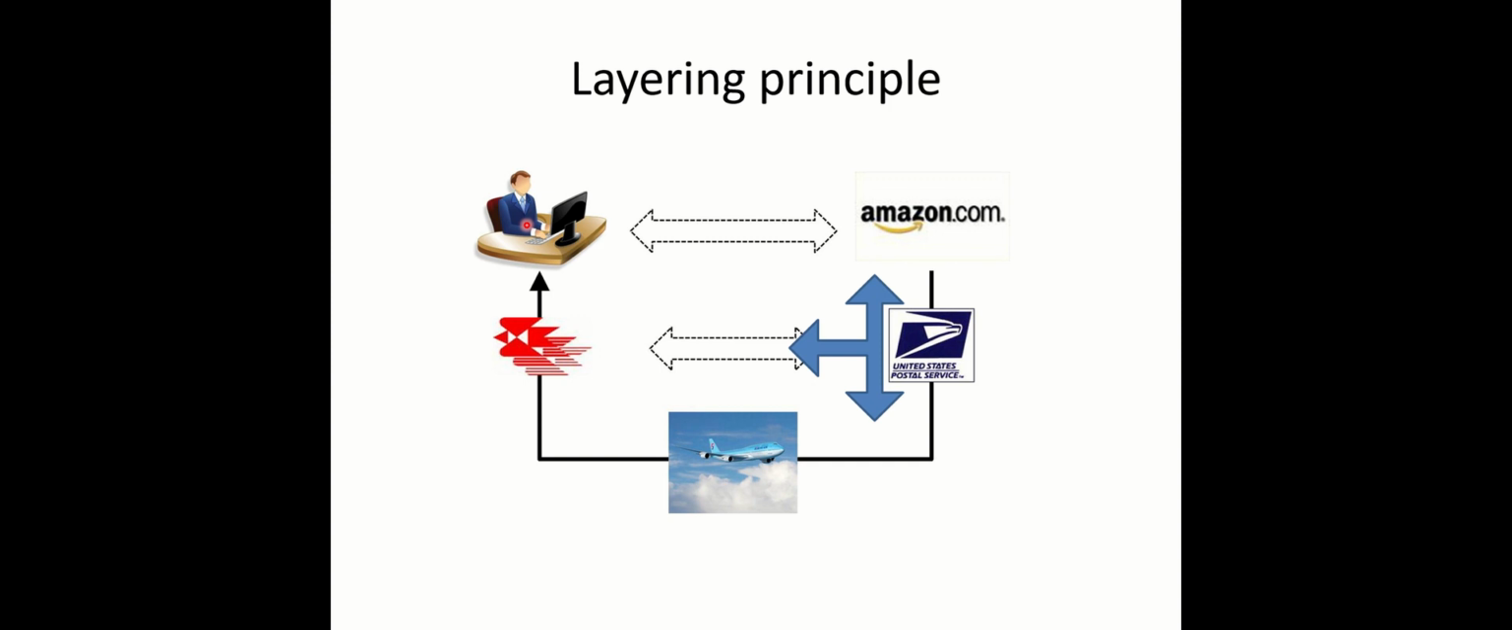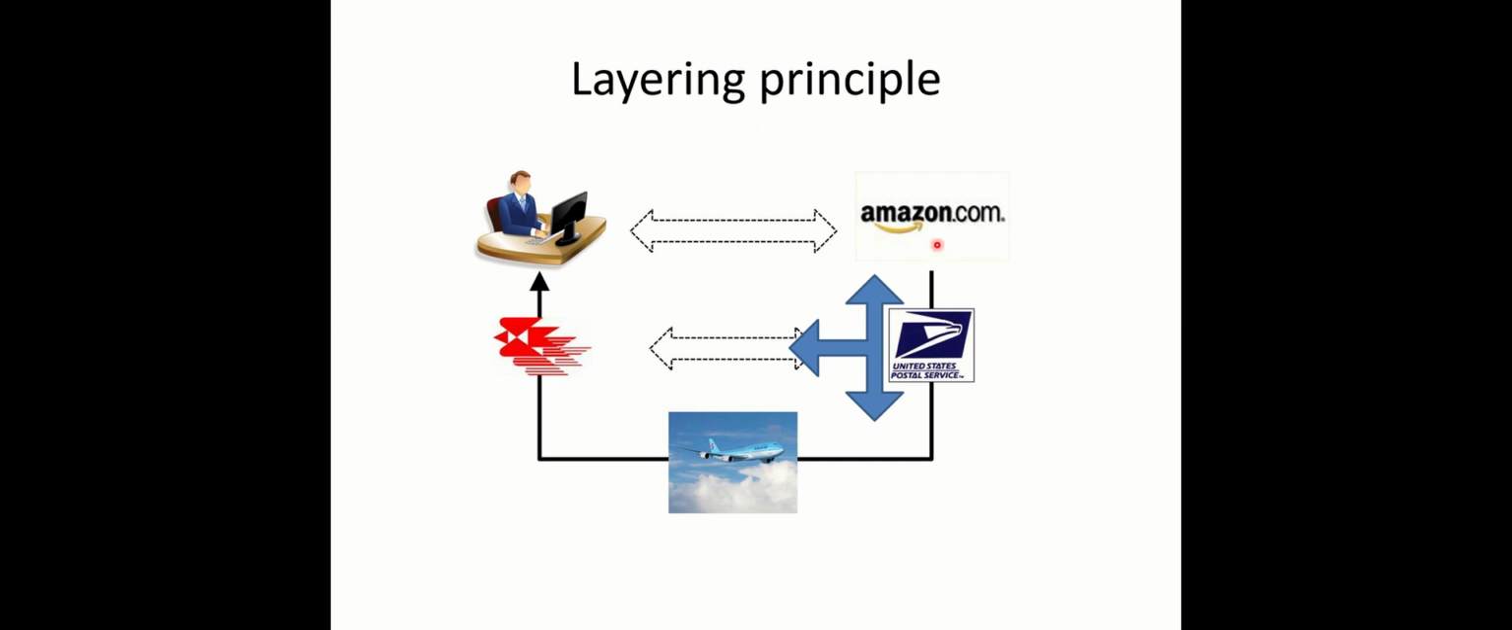receive the book. But the question is, is it an Amazon guy who delivers the book to me? The answer is no. It's like the Korean postal service that delivers it to me. So what's going on? I ordered the book from Amazon, but it's the Korea postal service that delivers it. Well, the magic is the layering principle.